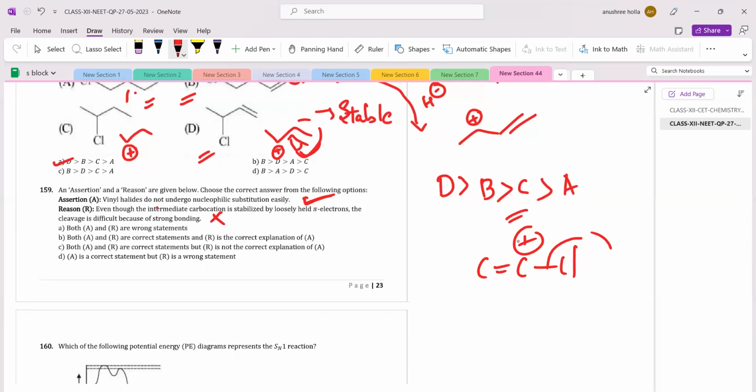The intermediate carbocation, whatever we'll be getting, cannot be stabilized by loosely held pi electrons. Obviously, it cannot be stabilized by them. So this is a wrong statement. Option B is correct.